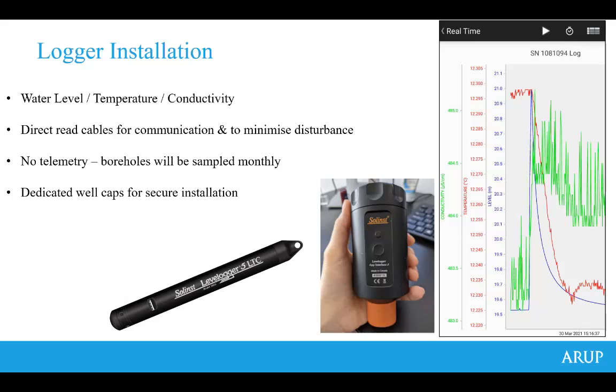So Archwater recently purchased 48 of these loggers, and they come with direct read cables so that the loggers don't need to be taken out every time. And we come with the little data grabber unit that we have here. We connect directly into the direct read cables, and we're able to download the data. It's also good because we can then change the frequency of the readings if we want.